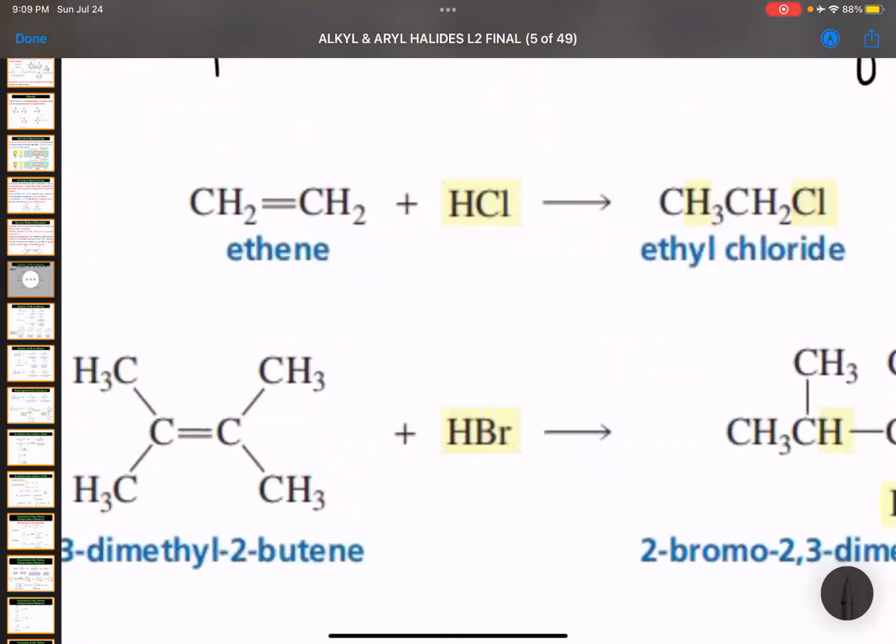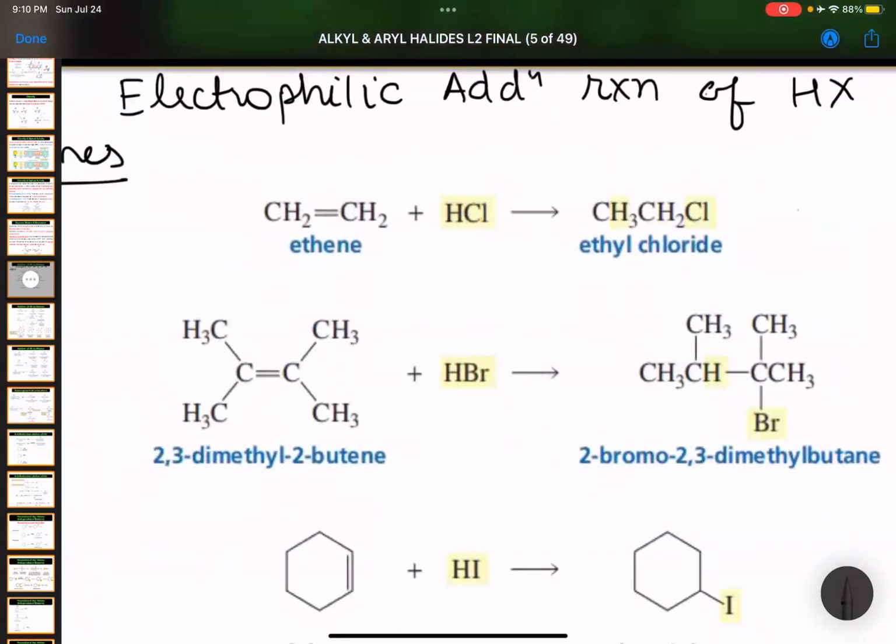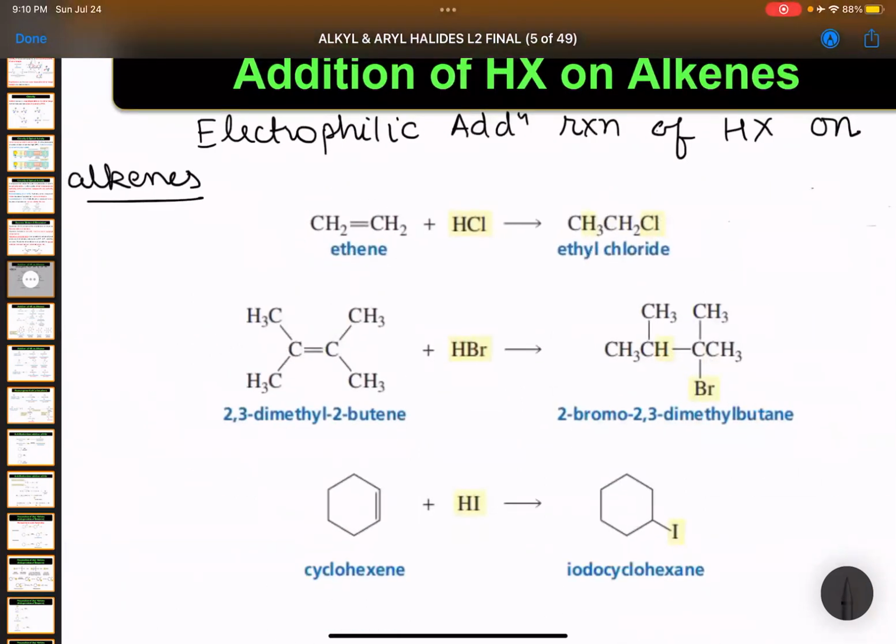Yeah, Pavitra. Because hydrogen is being added. Yeah, hydrogen and chlorine are getting added to both the carbon atoms, which were earlier connected with a double bond, right? So this is an addition reaction. Okay. Now the next thing is what.